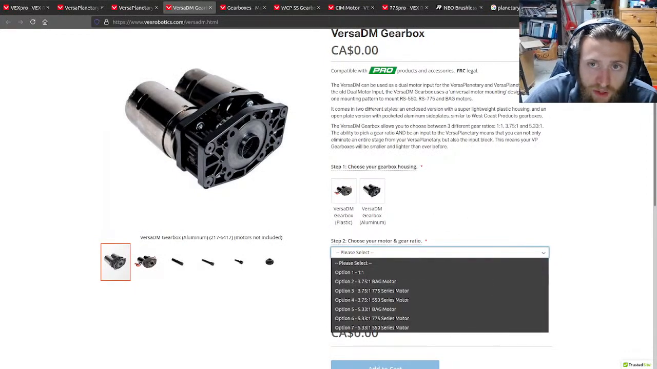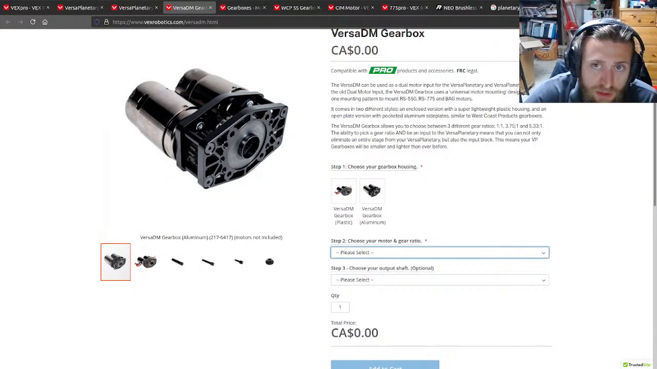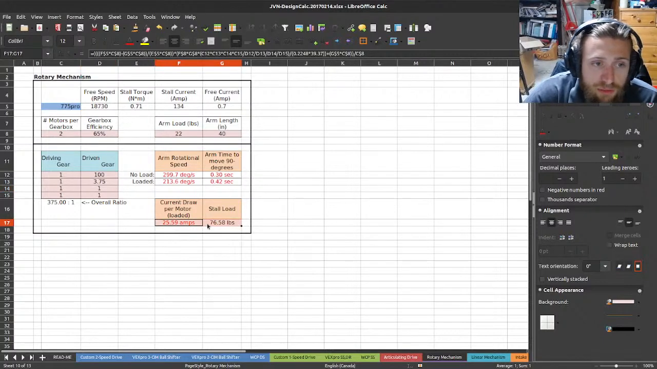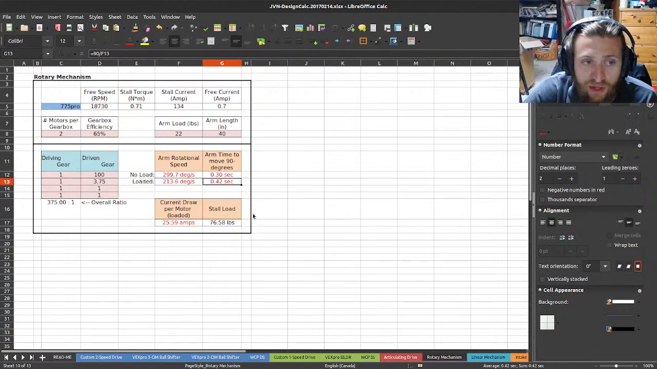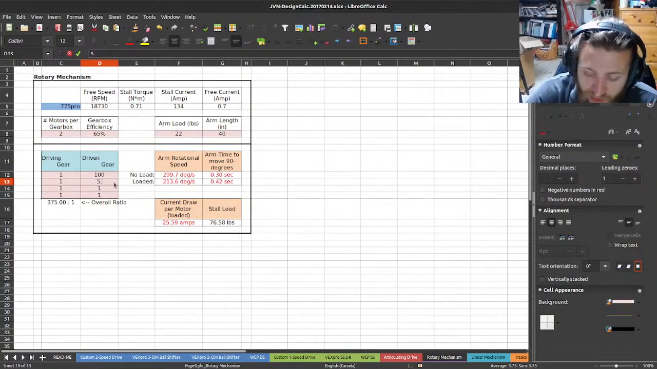Yeah, 3.75 is the smaller of the two gear ratios. You can see we're drawing about 26 amps. This is not terrible, and we're going pretty fast, 0.42. That's pretty quick. Let's see what the 5.33 gives us.